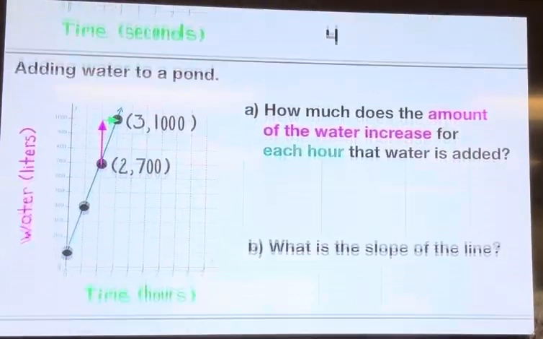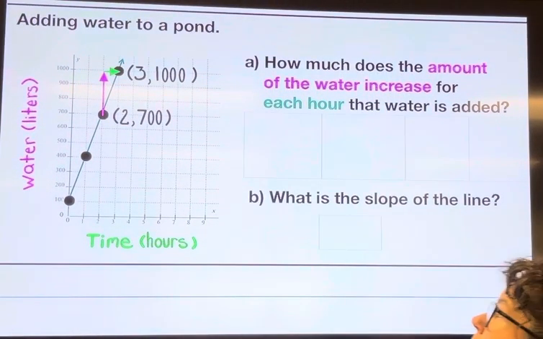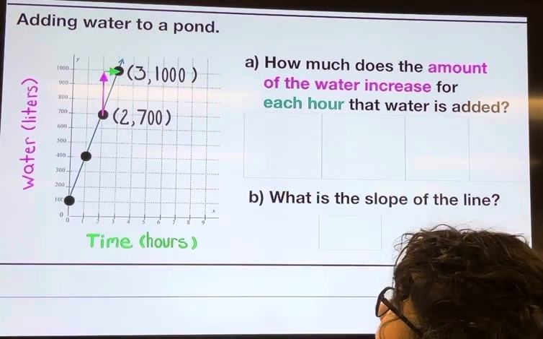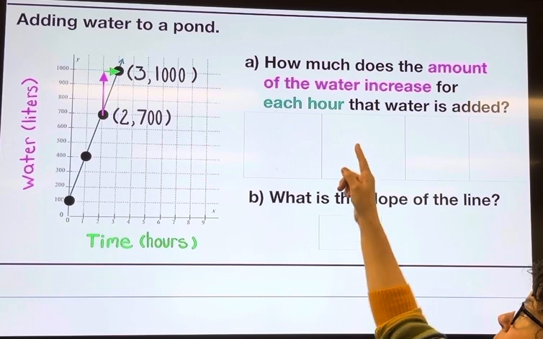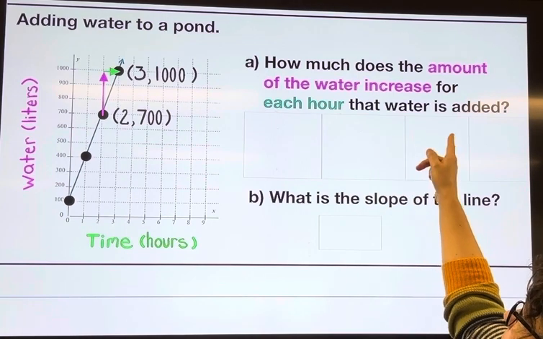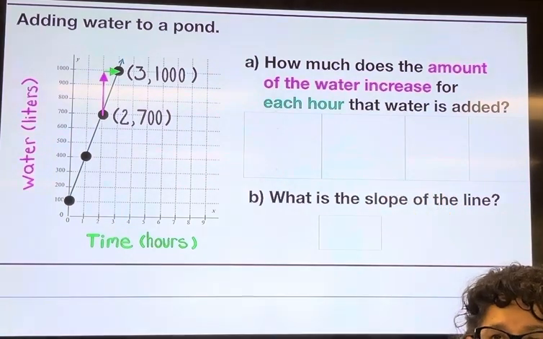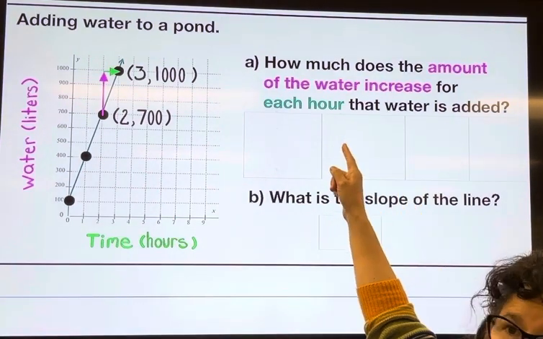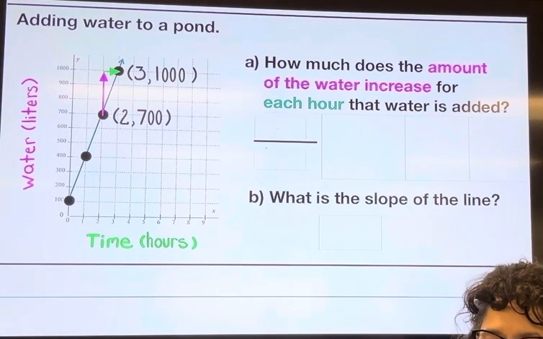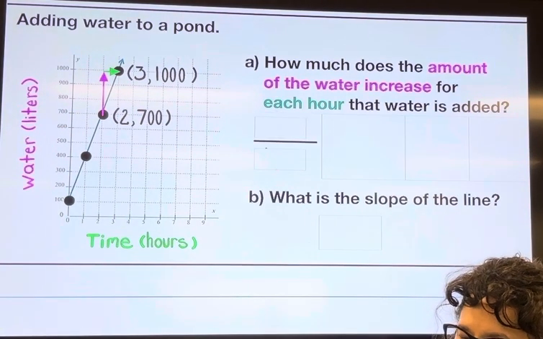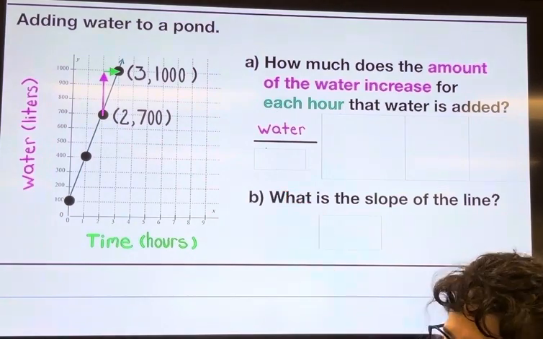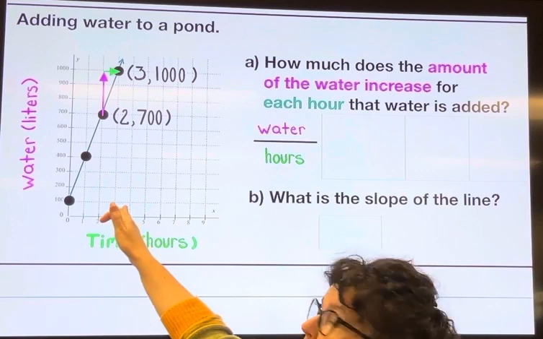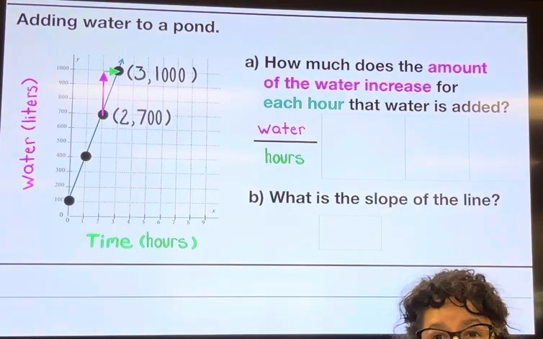All right, let's take a look at just one more example. This graph is representing water being added to a pond. We'd like to know how much the amount of water increases for each hour. In other words, the increase in water per hour. Our fraction then is the water per hour. Go over to your graph and find 2 points.